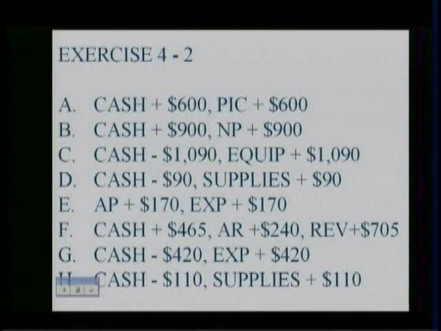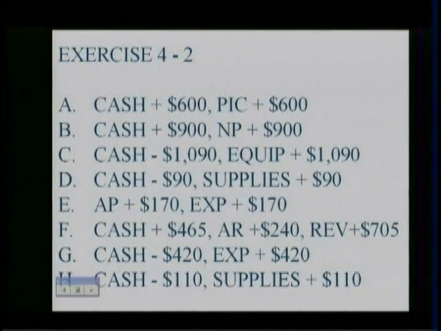So paid means that cash went down. Paid is a negative cash. Cash is decreased by $1,090. On the other hand, our equipment asset account goes up $1,090 for the assets we purchased. Now notice we have an asset increase of $1,090 and an asset decrease of $1,090, so our equation is still in balance.